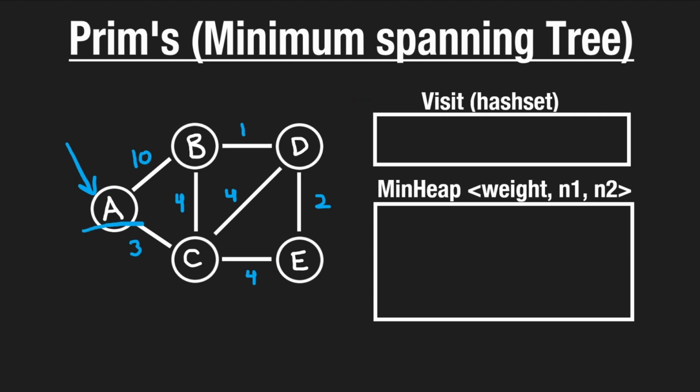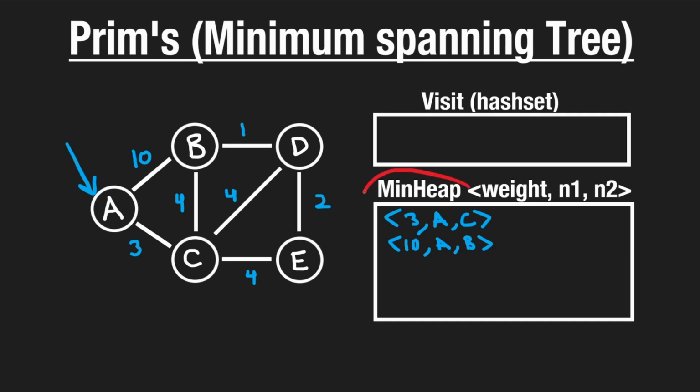Now, starting at this node, what we would do is take all of its neighbors and then add that to the min heap. So we would take C, add that to the min heap. The weight of it is 3. The nodes are A, C. For B, same thing. The weight is 10 and the nodes are A, B. And at this point, the algorithm would run pretty much exactly like Dijkstra's algorithm.